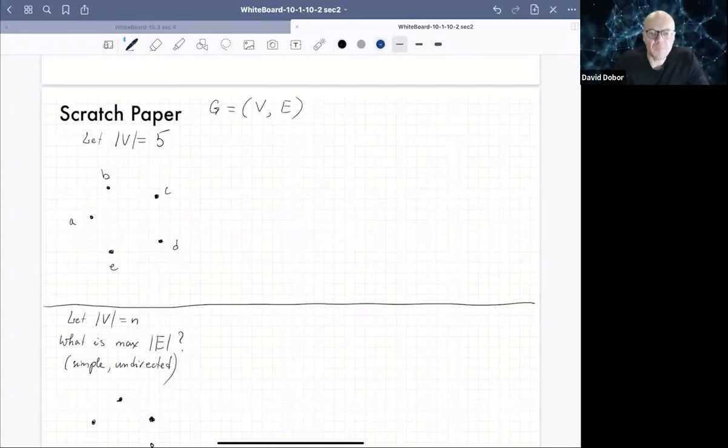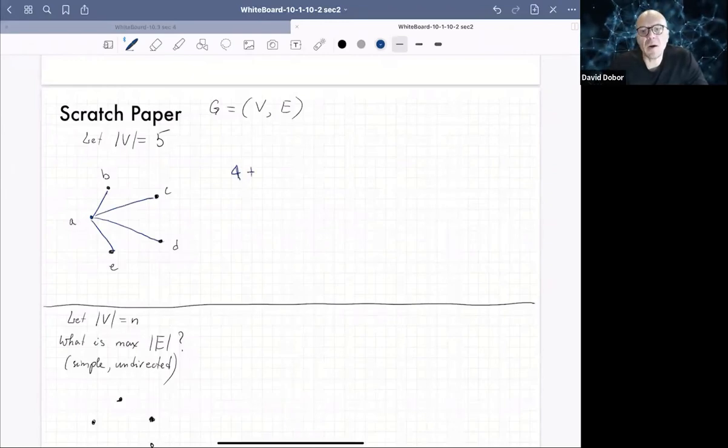Let's start from A. If I have all possible edges, that means every pair of vertices is connected. A is connected to the 4 remaining vertices. So I have a total of 5 vertices, and 4 of these are emanating from A. Now I'm going to go around clockwise, adding edges, so that I've accounted for 4 edges. Now I get to B. B is connected to every other vertex, but one of these I've already accounted for from A. So the new ones are to C, to D, and to E. So I have 3 new edges.